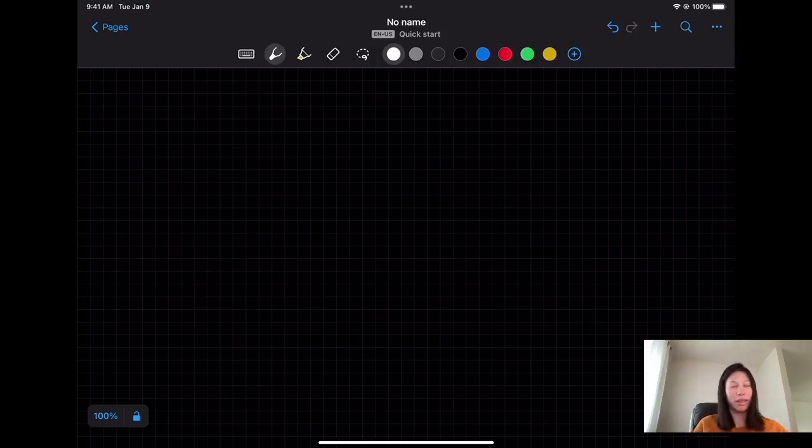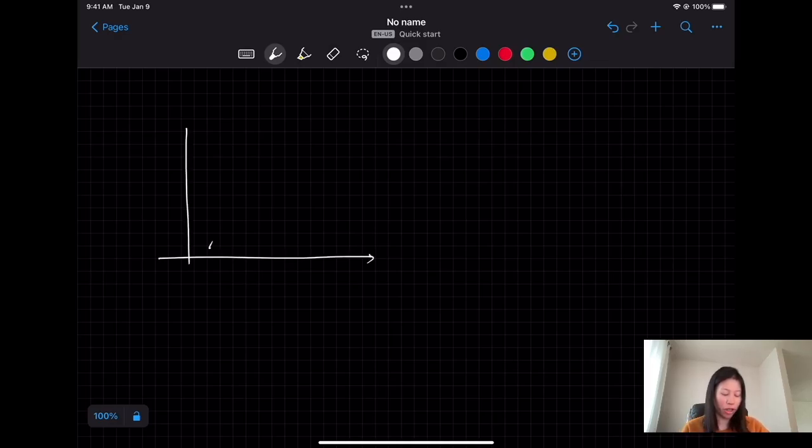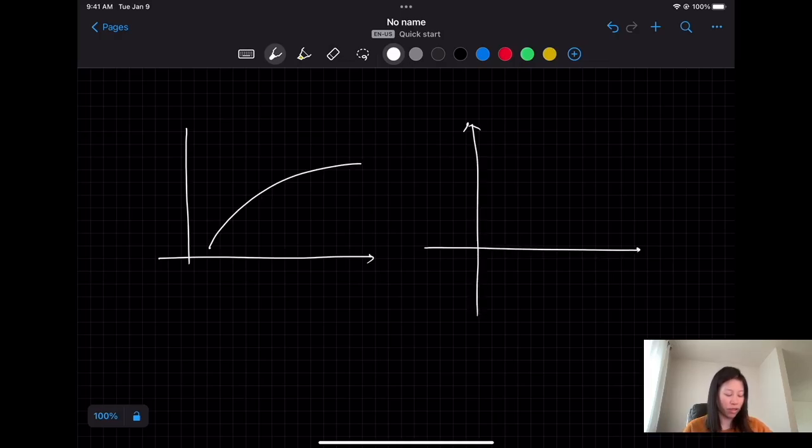Hello everyone. In today's video, we're going to talk about concavity and the second derivative. So, what is concave up or concave down? When you see a function, look at these two. They're both increasing functions, right? So, what's the difference between these two increasing functions?